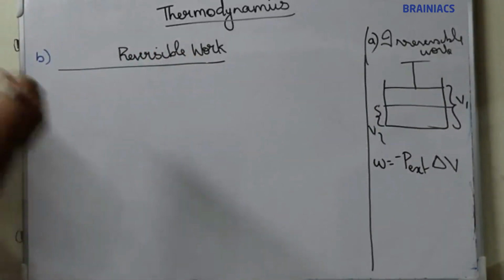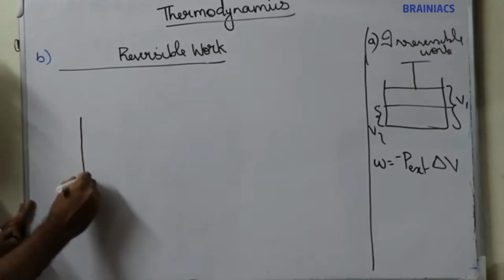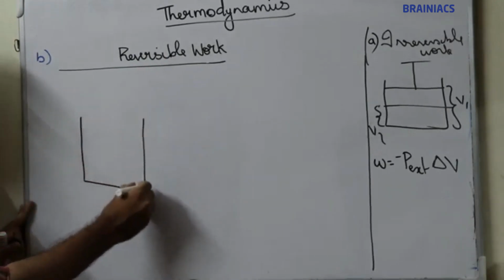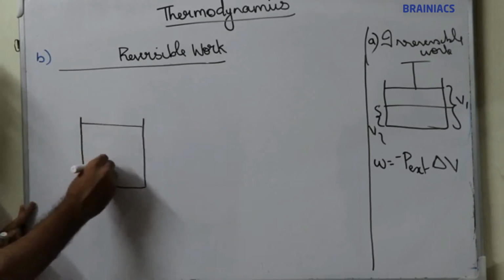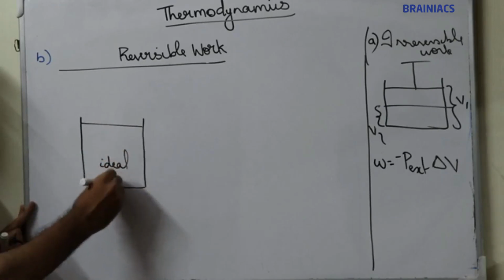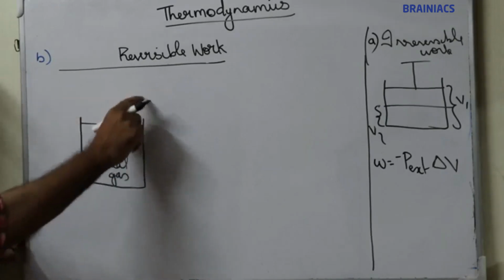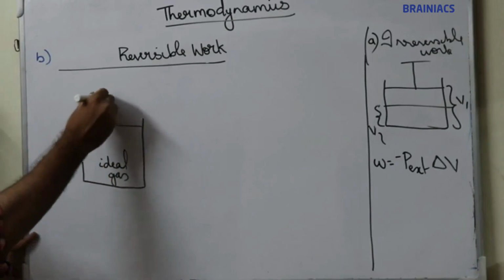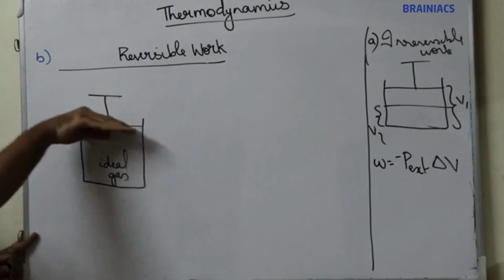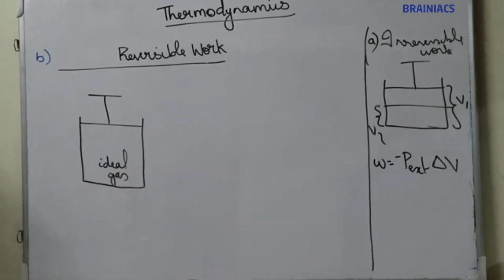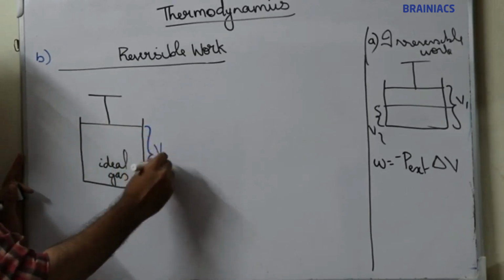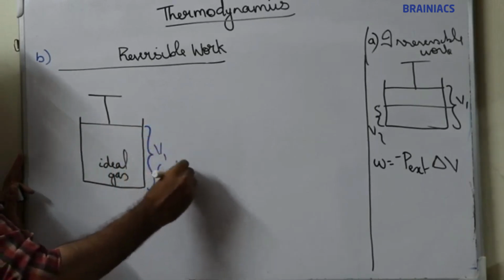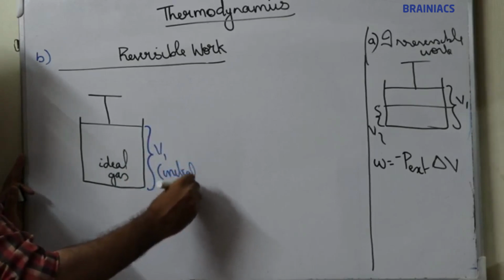Now, consider a system, or consider a cylinder filled with ideal gas, and a frictionless movable piston is attached to this cylinder. Let V1 be the initial volume of the gas inside the cylinder.